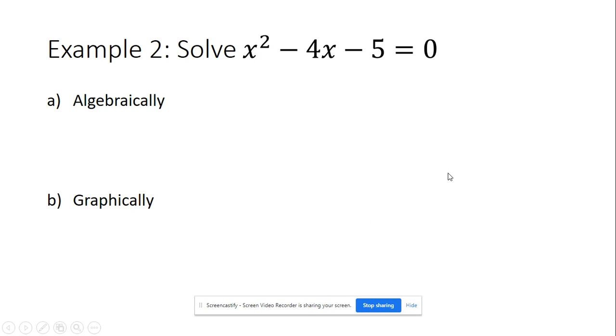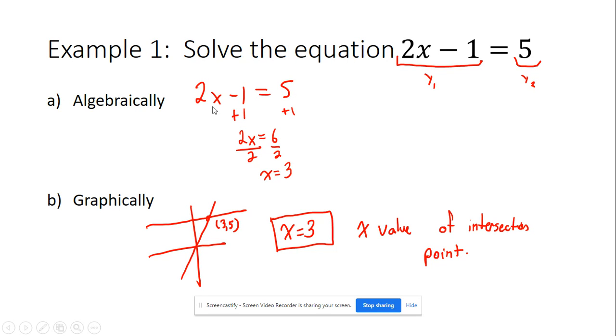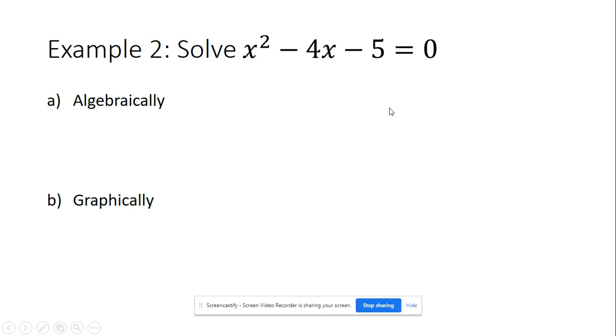All right. For example 2, we have x squared minus 4x minus 5 equals 0. For the start of this unit, we're going to teach you some techniques on how to solve these algebraically. And here's the problem. Based on what I did in the last example, my strategy was add 1 and then divide by 2, and that's how I got x by itself for this equation over here. Unfortunately, it's not going to work this way.